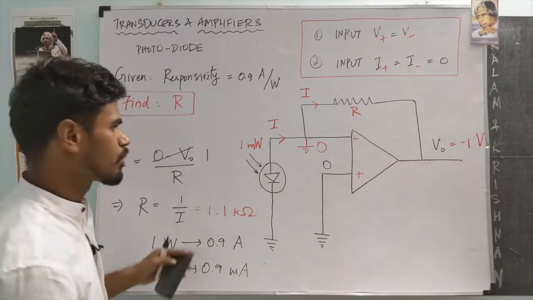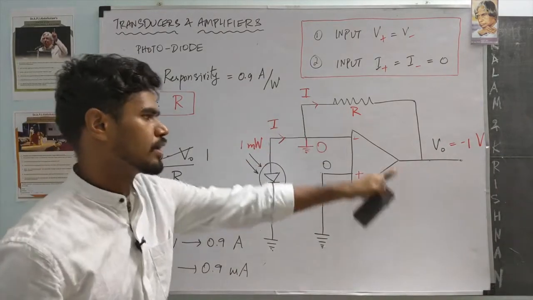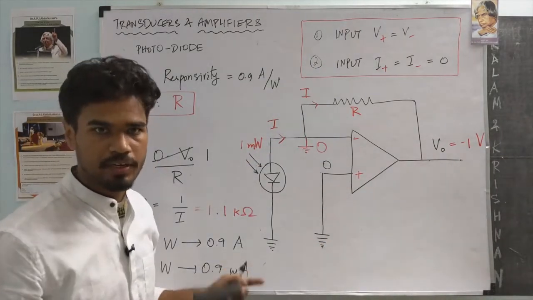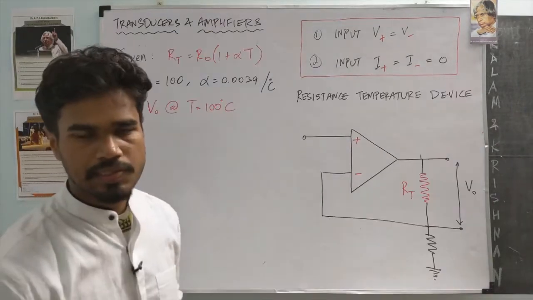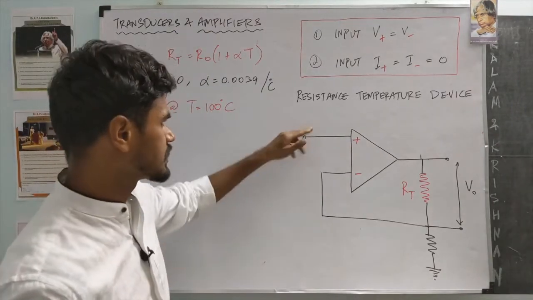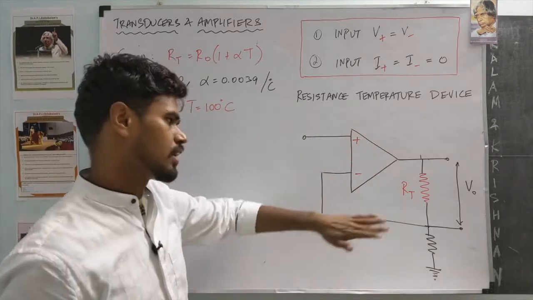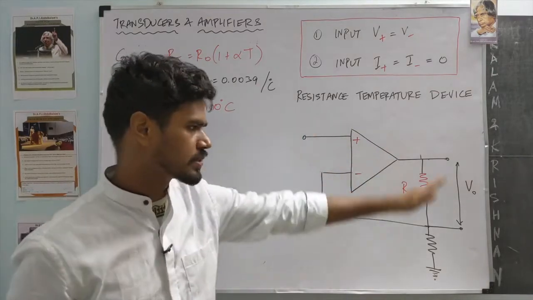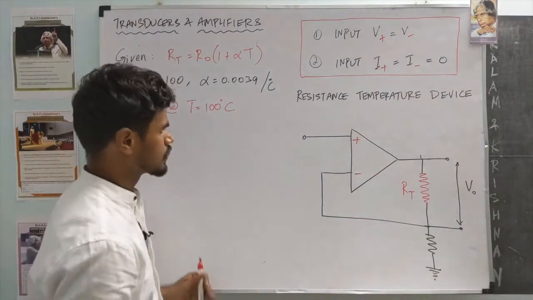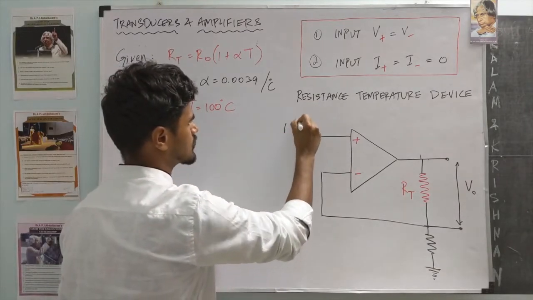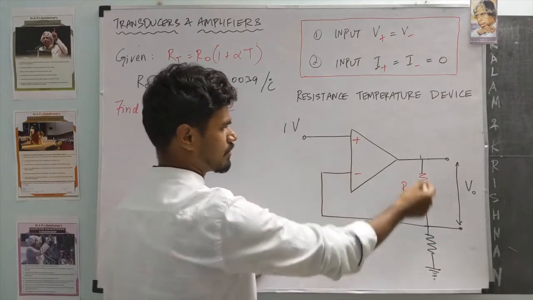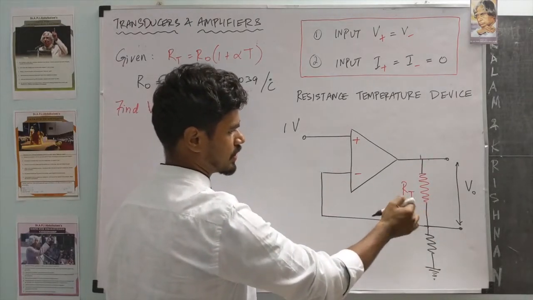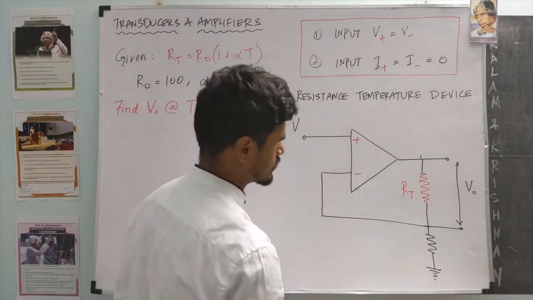A very simple problem involving a photodiode and an inverting amplifier. All we needed to do was to write the two rules of an ideal amplifier. In this example, we are going to look at a resistance temperature device connected to an op amp in this configuration. A DC voltage of 1 volt is applied to the positive terminal, and the negative terminal has a feedback with the resistance RT and a grounded resistance.